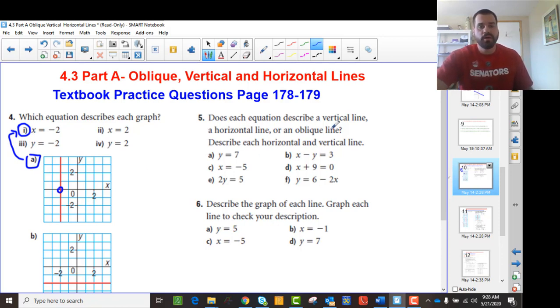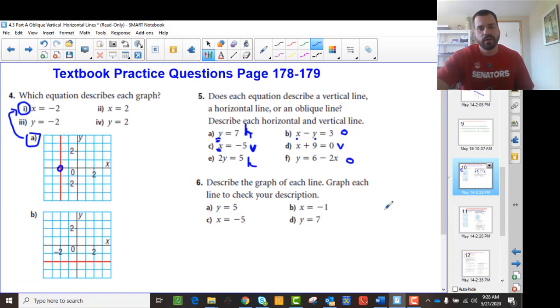This says, does each equation describe a vertical line, a horizontal line, or an oblique line? So this one's horizontal. We'll just use H. And the reason I know it's horizontal is because it's only Y, right? This has X and Y, so it's oblique. We'll use an O. This has just X, so it's a vertical line. We'll use V, okay? This has just X again, so it's vertical. This has just Y, all right? So it's horizontal. And this has both, so it's oblique.